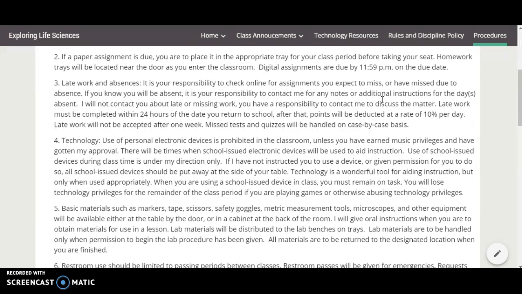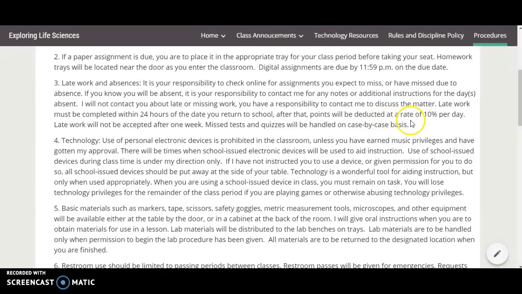Procedure number 3, late work and absences. It is your responsibility to check online for assignments you expect to miss or have missed due to absence. If you know you will be absent, it is your responsibility to contact me for any notes or additional instructions for the day or days you were absent. I will not contact you about late or missing work because you have a responsibility to contact me to discuss the matter. Late work must be completed within 24 hours of the date you return to school.